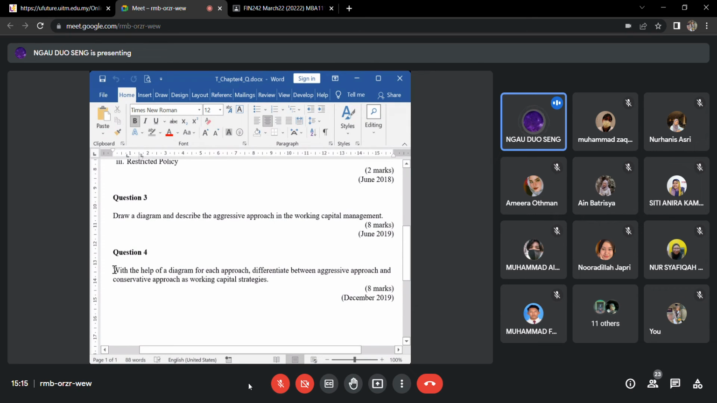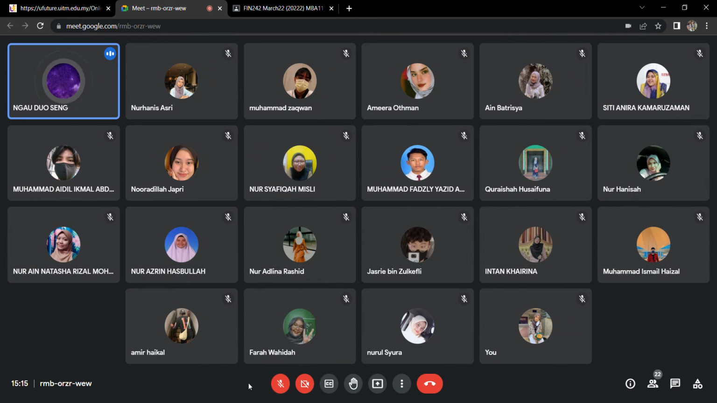I'll go with the help of a diagram. You see, diagram of each approach. Of a diagram for each approach, differentiate between aggressive approach and conservative approach as working capital strategy. So I will show you what you should need to draw.